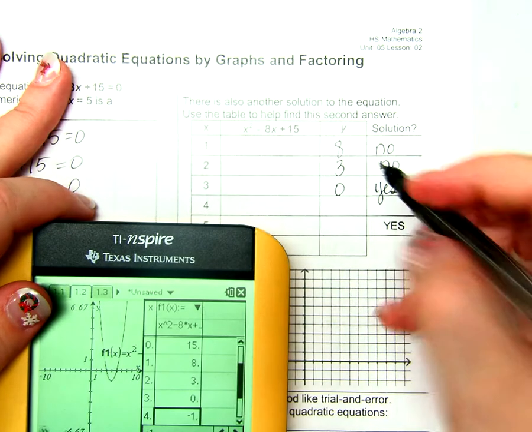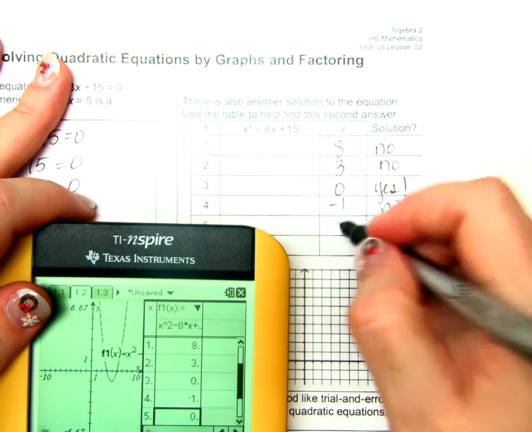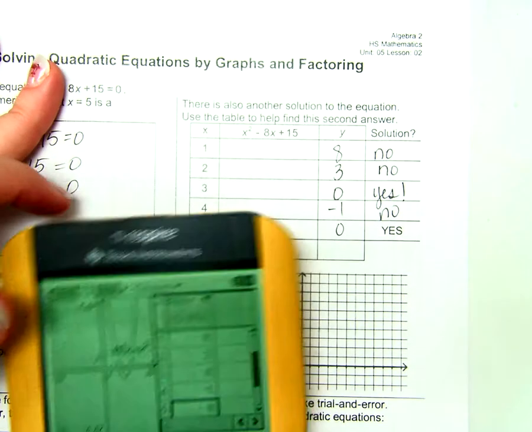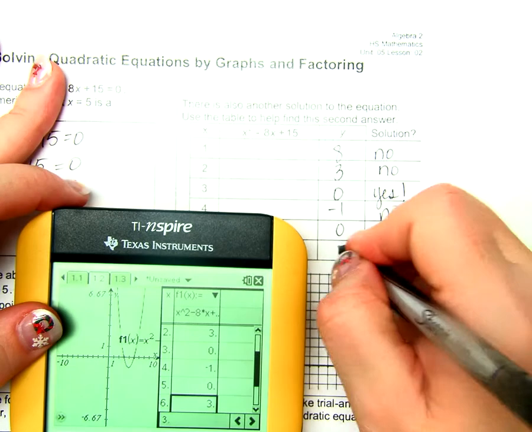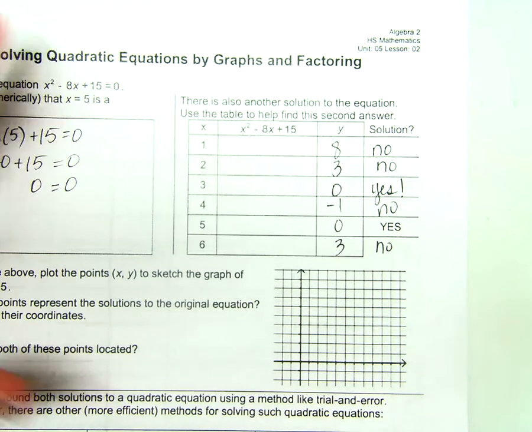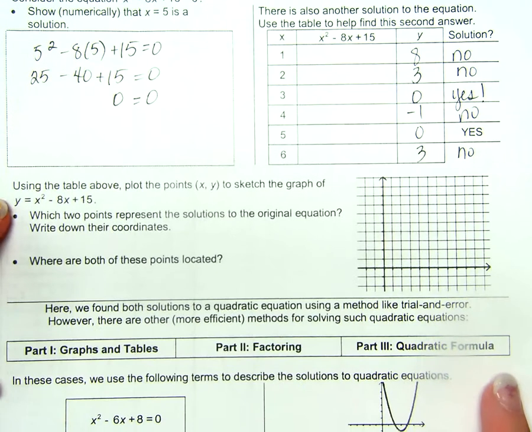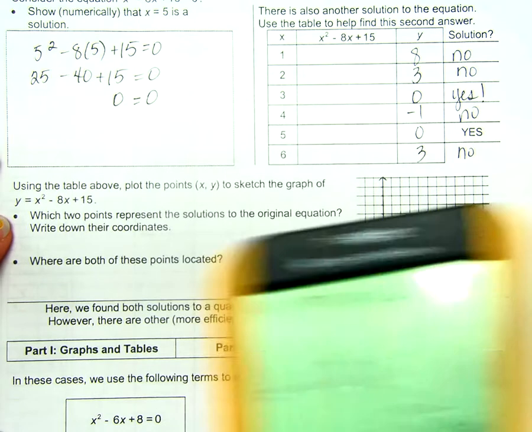Let's check 4. Negative 1, no. Is 5 really a solution? Yes. And what about 6? 3, no. Okay. So, use the table above to plot the points and sketch the graph.